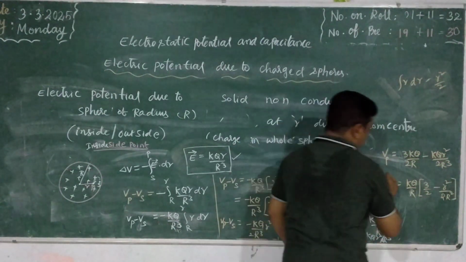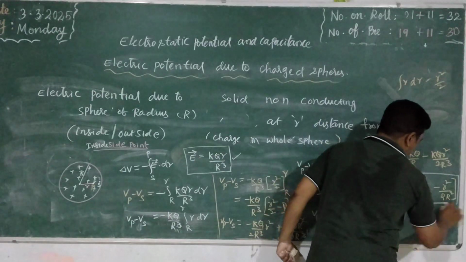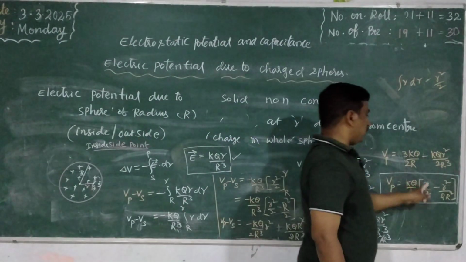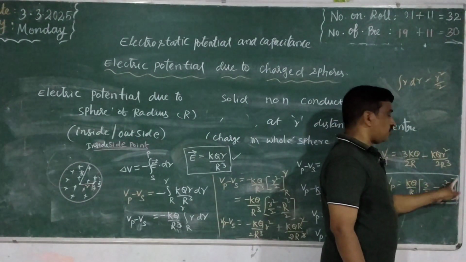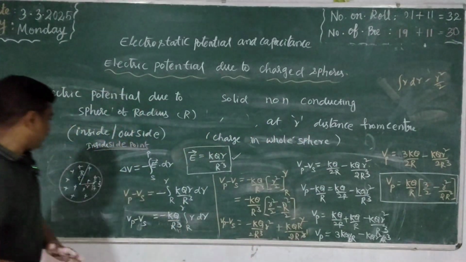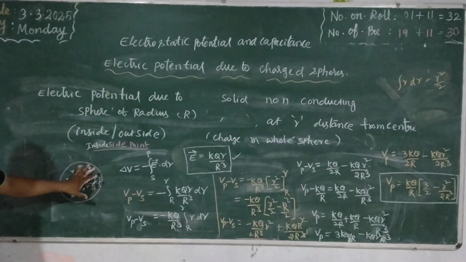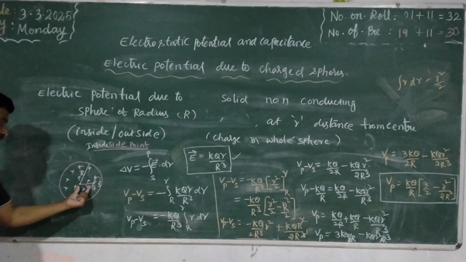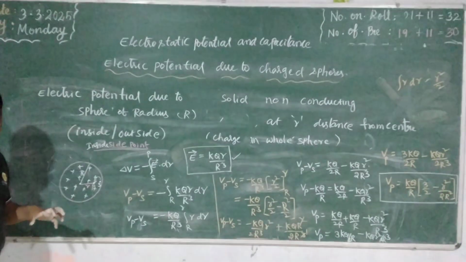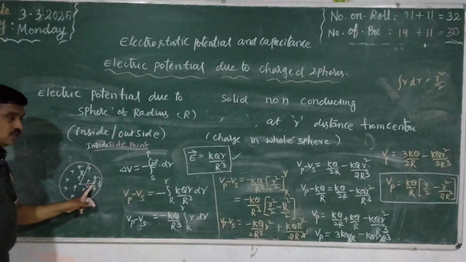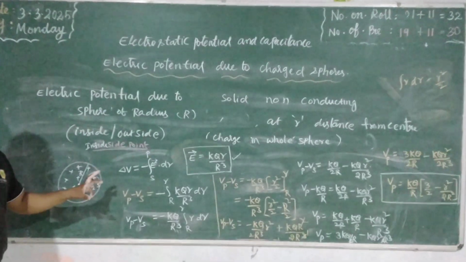So this is the electric potential at point P, at distance r from the center, inside point: KQ by R times 3 by 2 minus small r square by 2R square. So this is the value. See, once again, it is the solid non-conducting sphere. Charge is spread in the whole sphere. For deriving electric potential at point P inside, we can select one more point just below the surface, that is S. From here to here charge is moving, in that case displacement is variable.